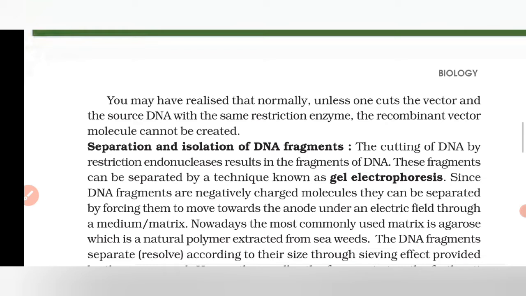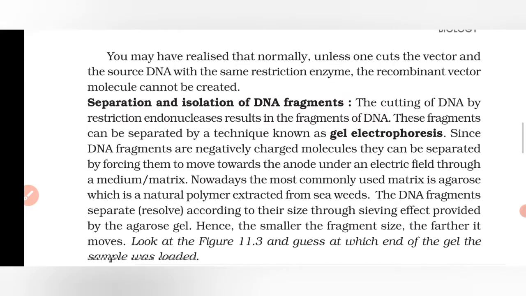So these fragments can be separated by a technique known as gel electrophoresis. In a mixture, there will be a lot of different fragments of DNA cut by the restriction endonuclease, and before joining them with the ligase, we have to separate them by gel electrophoresis. Since the DNA fragments are negatively charged, they can be separated by forcing them to move towards the anode under the applied electric field through a medium or the matrix.